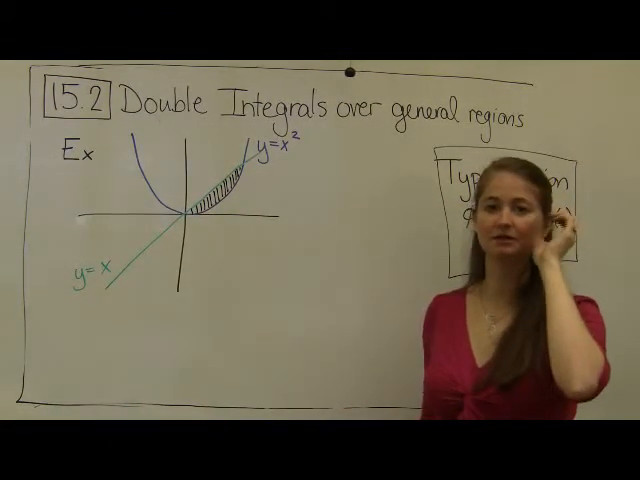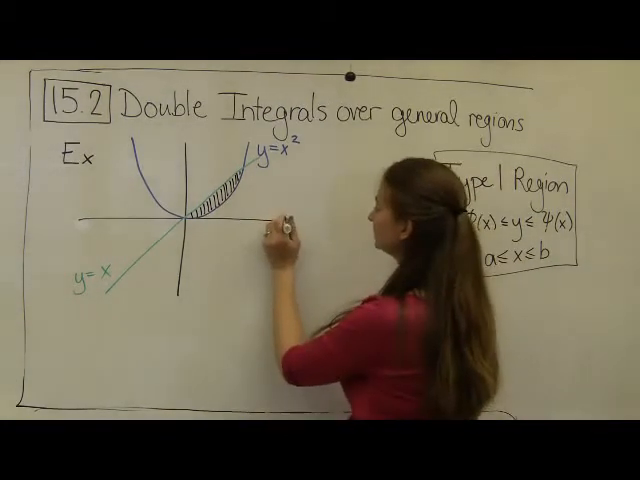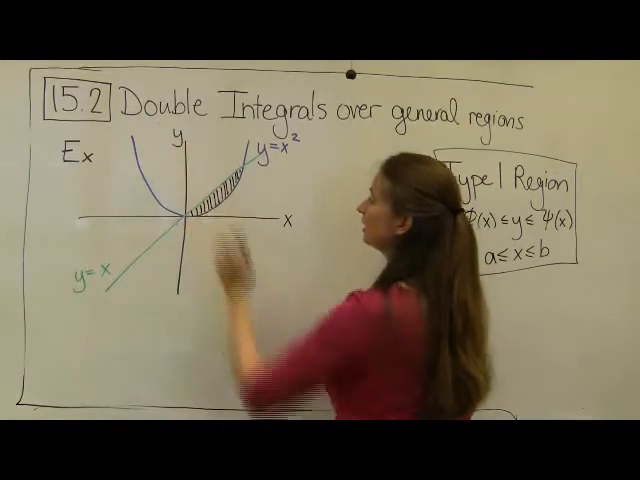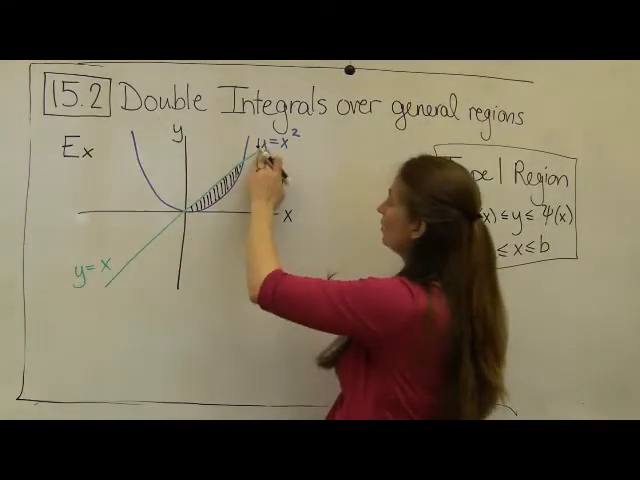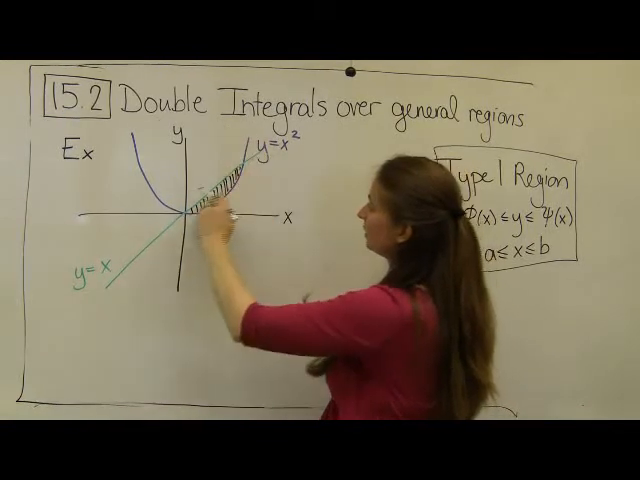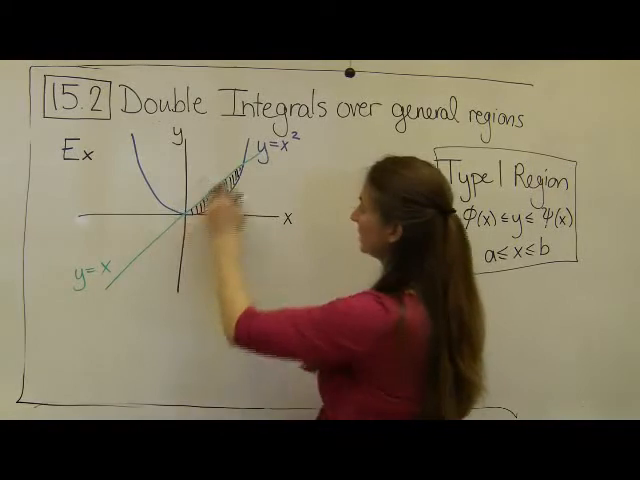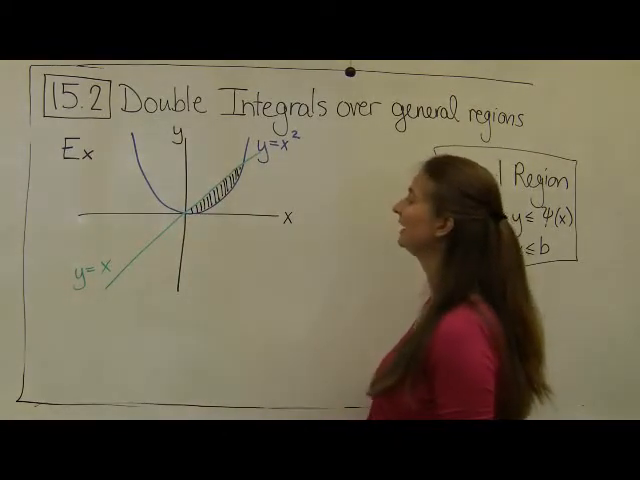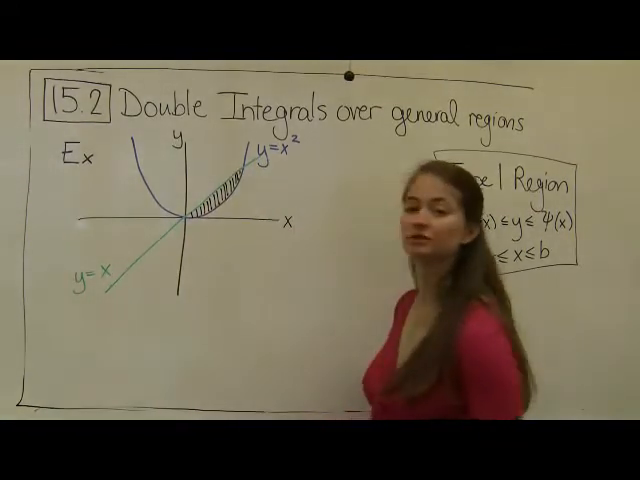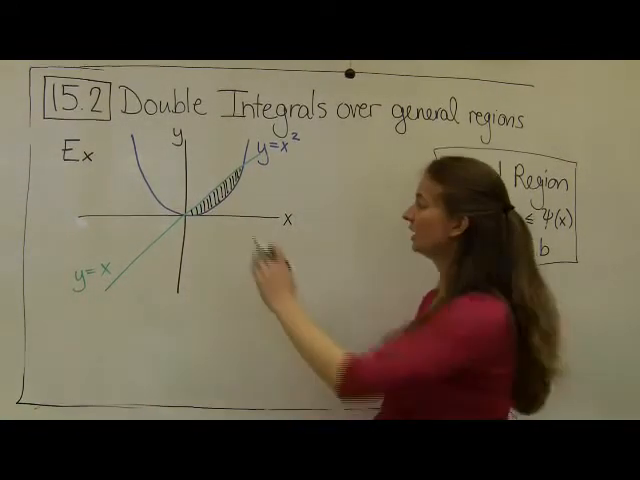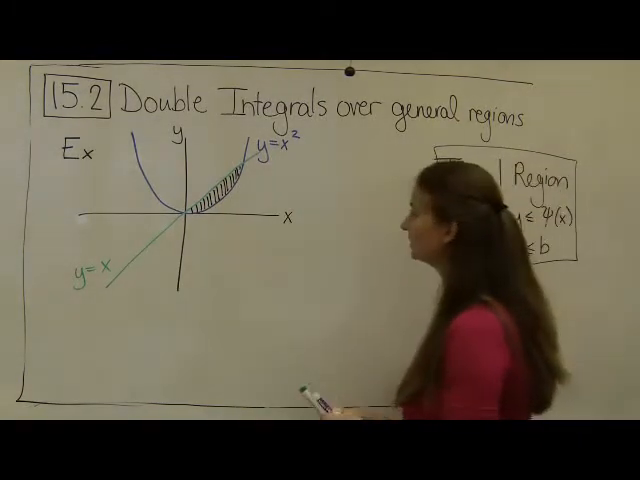So for my next example of a type 1 region, let's consider we're still in the xy plane. We're going to stay in the xy plane when we consider all of our regions. Let's say that I have the curve given by y equals x squared, that's this parabola drawn in blue. And let's say that I also have the straight line y equals x, which is drawn here in green. My region is going to be the area between these two curves, and I want to be able to describe this region as a type 1 region. So again, let's recall what that means.